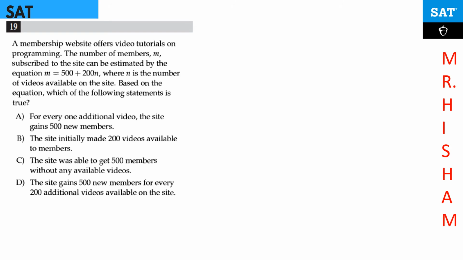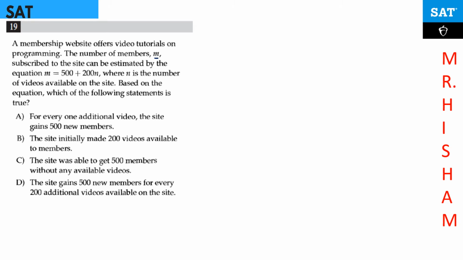A membership website offers video tutorials for programming. The number of members M subscribed to the site can be estimated by M equals 500 plus 200N, where N is the number of videos available on the site. Based on the equation, we know the number of members M.